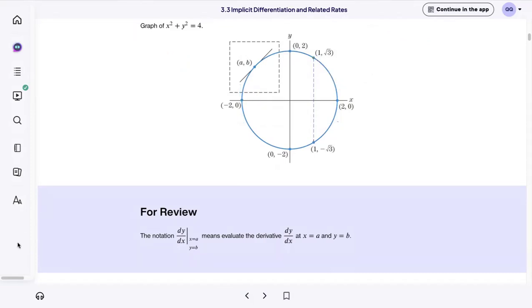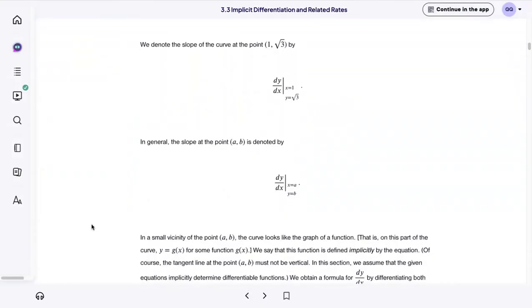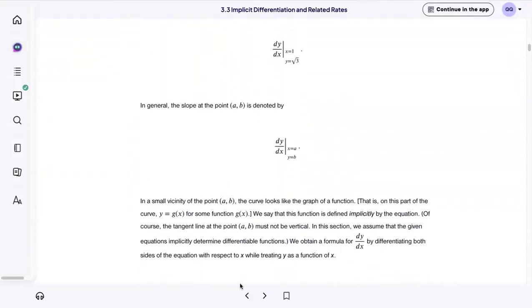Let's see more examples. We use this notation to mean evaluate. Once we find dy/dx, we make a bar and say evaluate at x equals a, y equals b. It's just a notation.